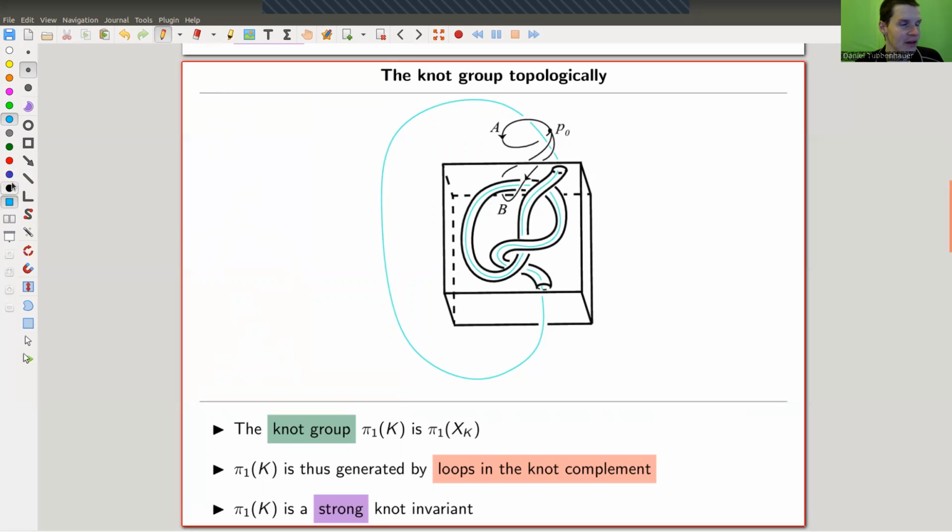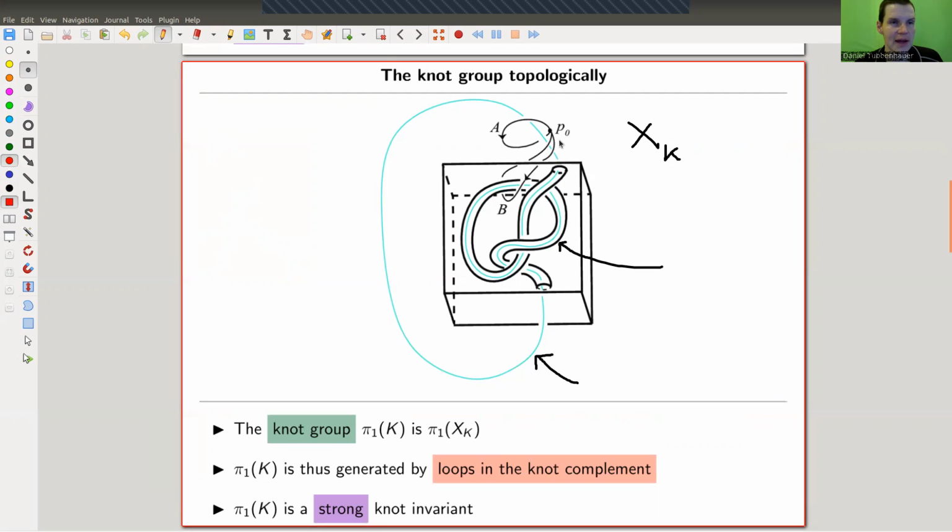So here's again some pictures. I have my knot here sitting somewhere. Here a little bit thinner, the blue line is still the knot, and we take it out. So this actually is the XK here. Everything except the blue line basically is XK, and the knot group is now just given as follows.